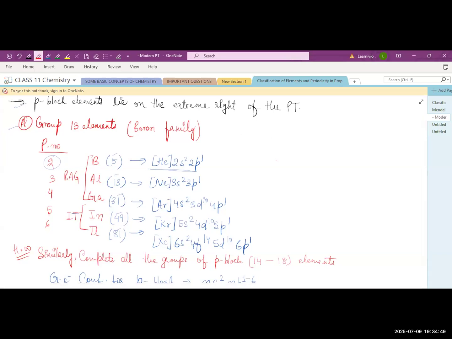Now, see the general. What is the general electronic configuration? So it's ns2 np1, right? You can see 2s2, 3s2, right? And 2p1. So you can write the general electronic configuration as ns2 np1. That's the general.